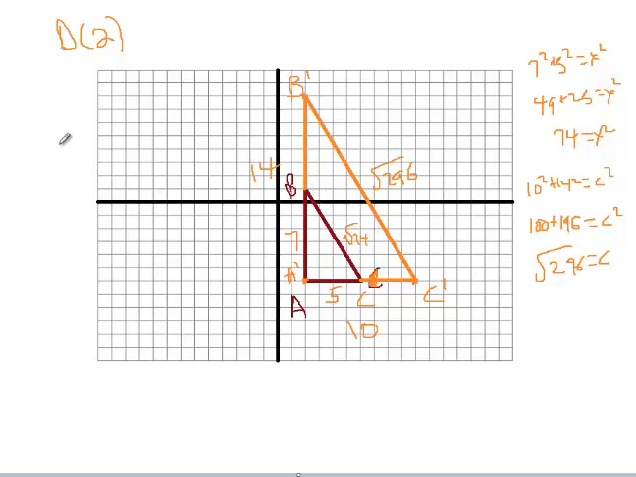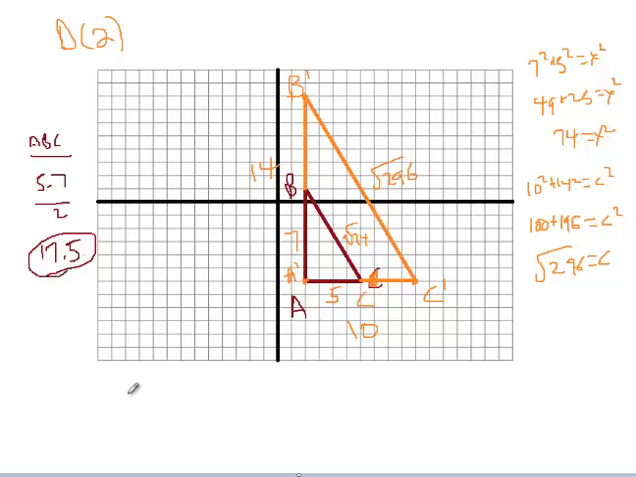If we figured out the area, for example, the area of the small triangle, the area of ABC is, remember, base times height over 2. So the base is 5, the height is 7, divided by 2. 7 times 5 is 35. And divided by 2 is 17.5. That's the area of the small triangle.